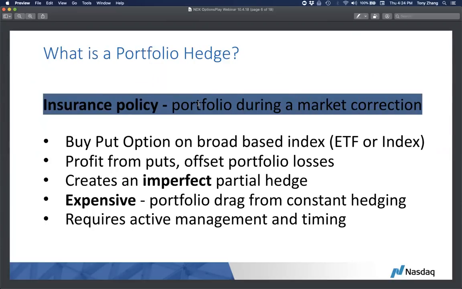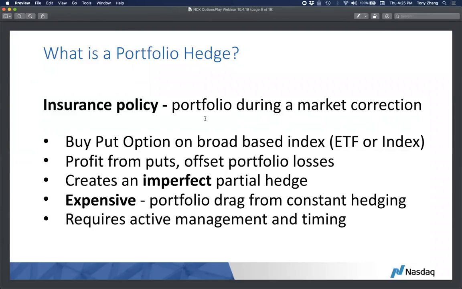So the goal here is to simply protect your portfolio if the market was to sell off. Now, how do you actually go about doing that? What we do is we typically buy a put option on a broad-based index. You can do it on the ETF or an index option. For those of you that have traded Qs, that is one way to do it.